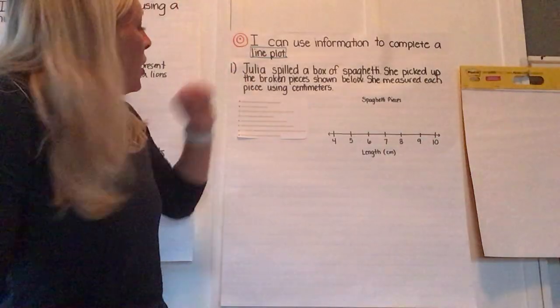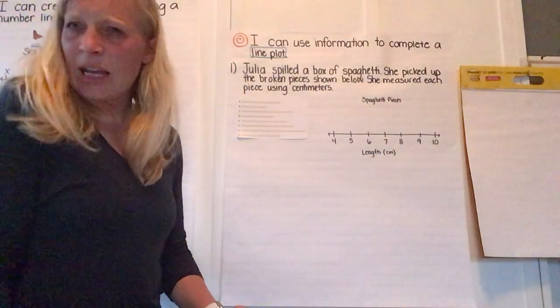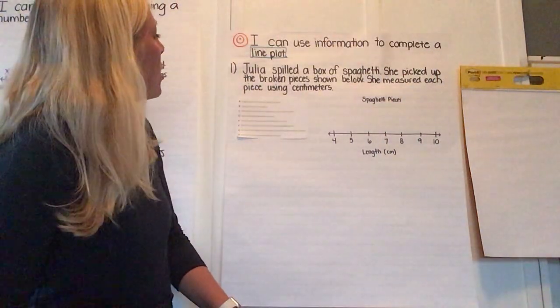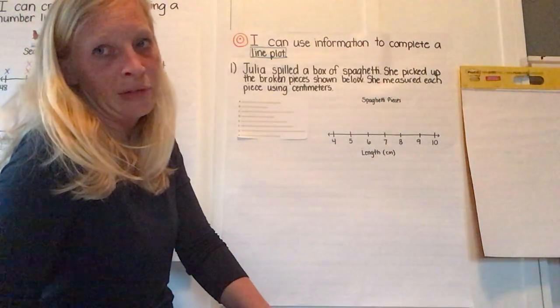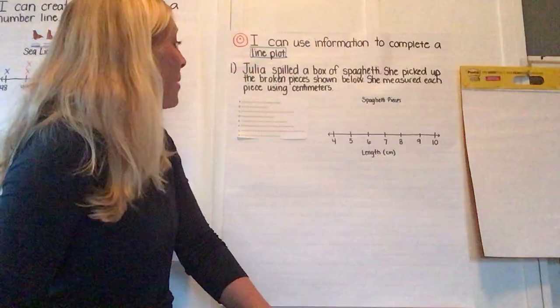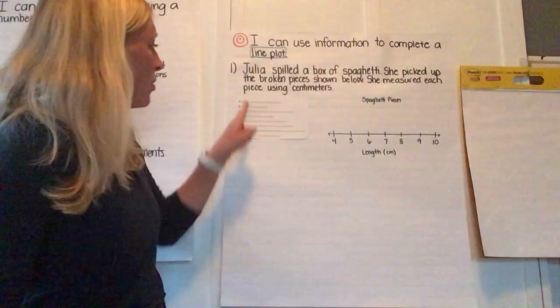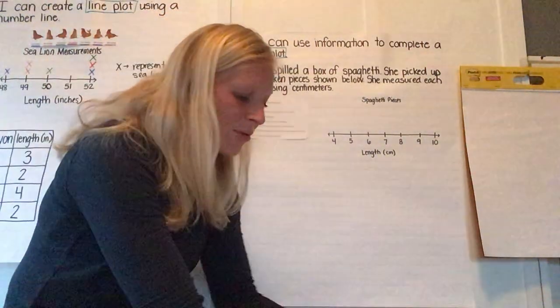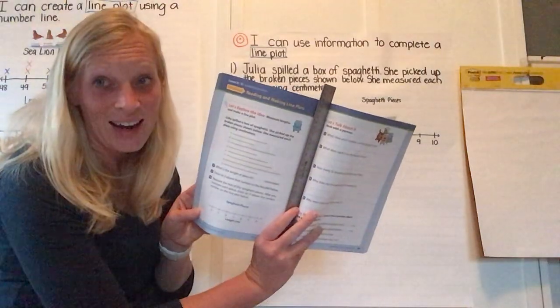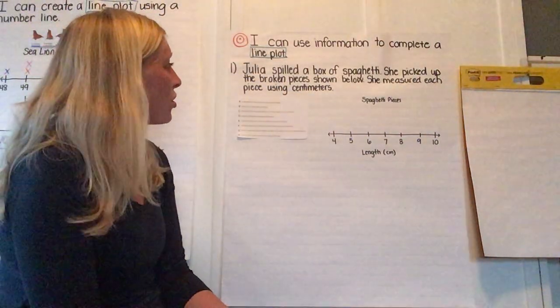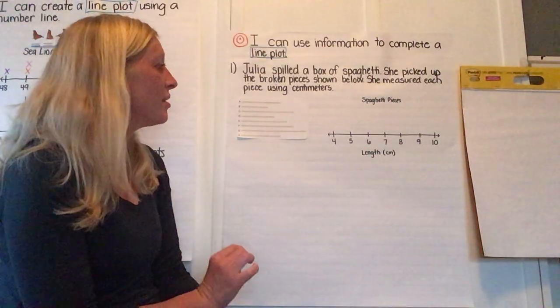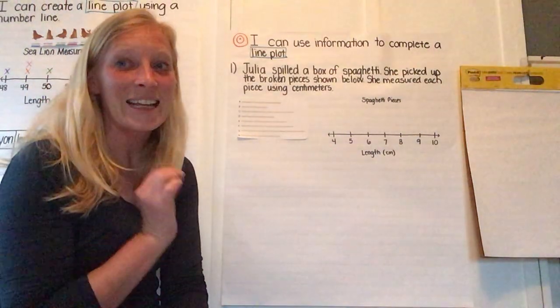What does our number one say? Let's take a peek and read it together. Julia spilled a box of spaghetti. Oh, I've been there before. She picked up the broken pieces shown below. Now you guys can see that right inside of your notebook that I asked you to go get and open up to. She measured each piece using centimeters.